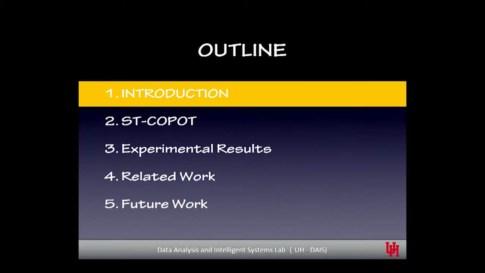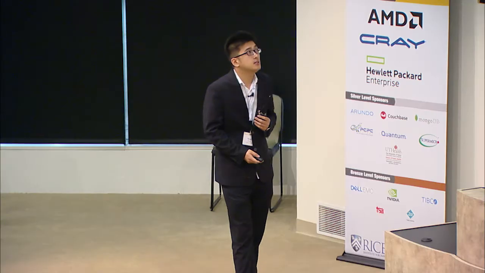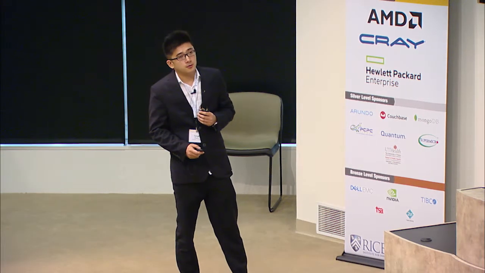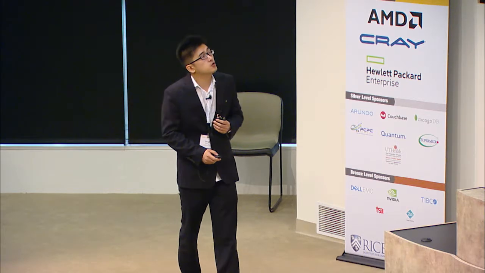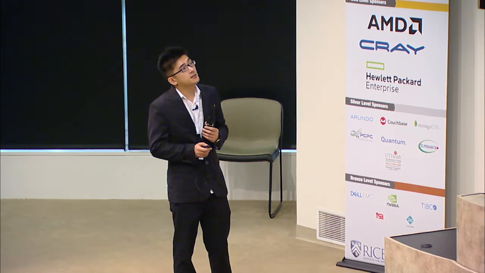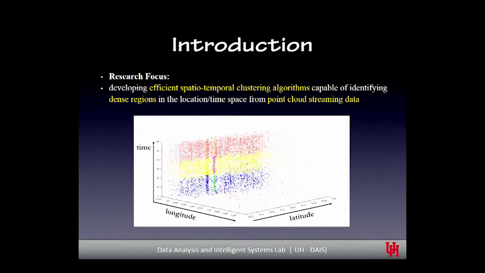So first, let me start with a brief introduction. Our research focus is that we try to develop an efficient spatial-temporal clustering algorithm that can identify dense regions in the point cloud stream. This figure gives you an example of the location stream. We have the longitude and latitude, and we have the time. So it's very simple, just three-dimensional data.